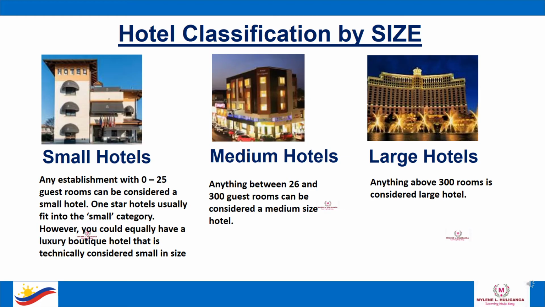Next is the medium hotels. Anything between 26 and 300 guest rooms can be considered a medium-size hotel. And the large hotel. Anything above 300 rooms is considered a large hotel.